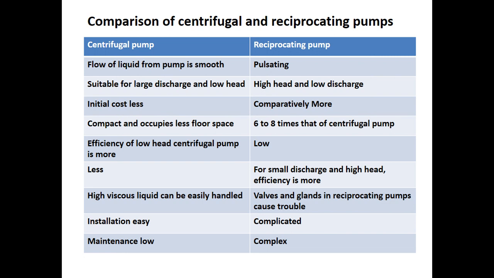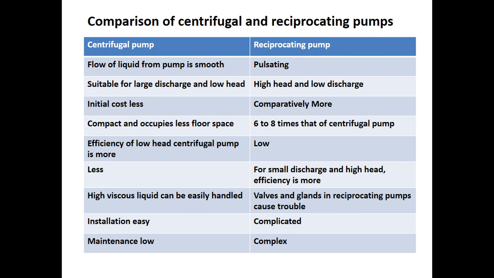The centrifugal pump is compact and occupies less floor space, whereas the reciprocating pump needs 6 to 8 times that of a centrifugal pump. The efficiency of a low head centrifugal pump is more, whereas it is low for a reciprocating pump. For small discharge and high head, the efficiency is more for a reciprocating pump, and it is less for a centrifugal pump.